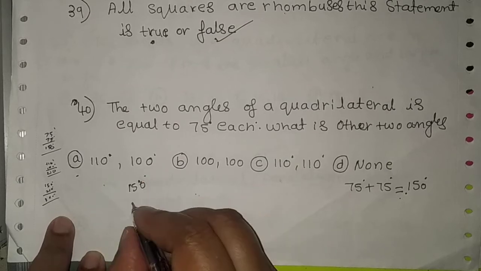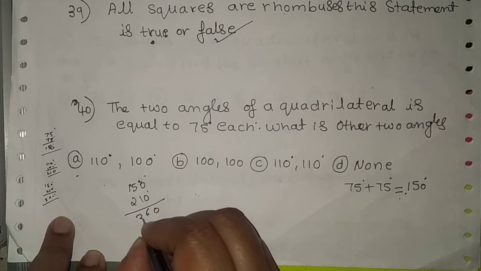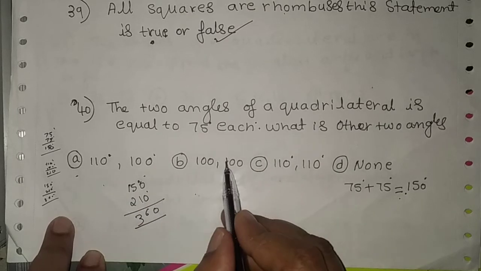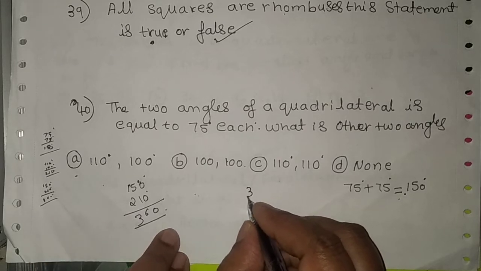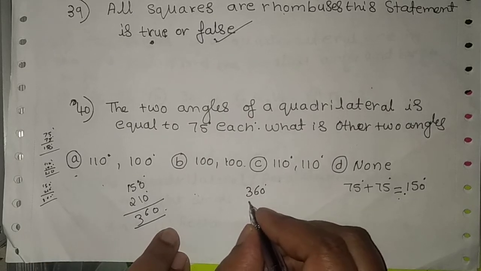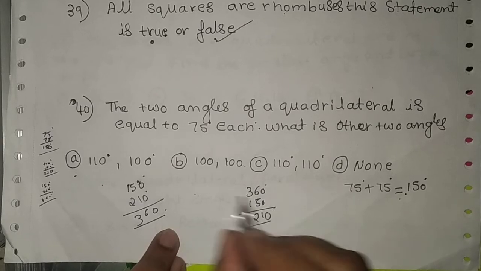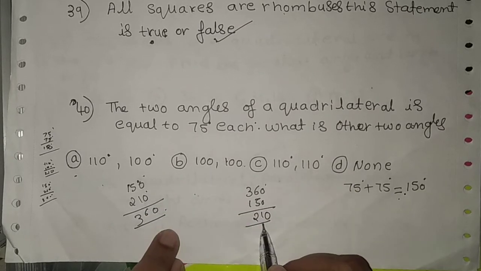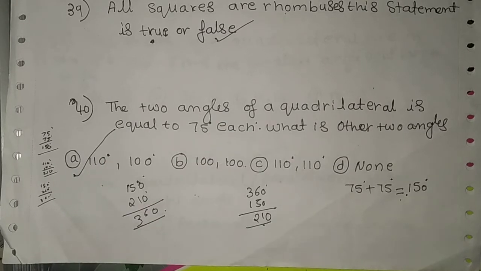150 plus this is 210. 210 will get 360. See the options, add and see. First, this is 360 minus this 150. Then we get 210. So add the options and see, you are getting 210. So option A is the correct answer.